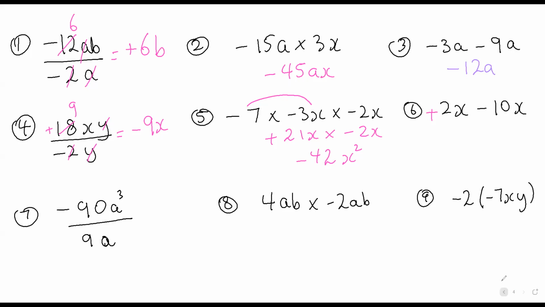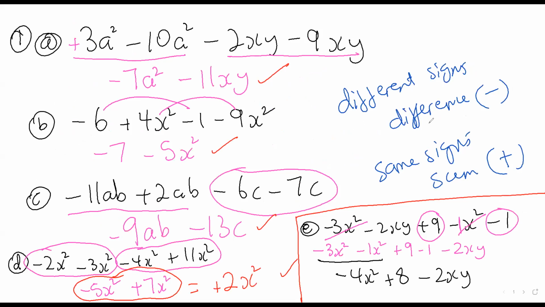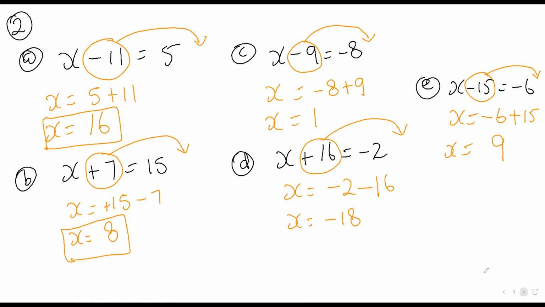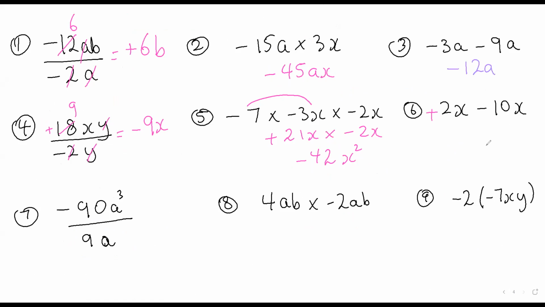Different signs is to find the difference. Subtract and keep the bigger sign. 10 take away 2 is 8x, right? And we keep a negative there, right? Negative 8x. So these two are the two trick questions here, right? That's to show that you understand when we use it which law, right? Nice.